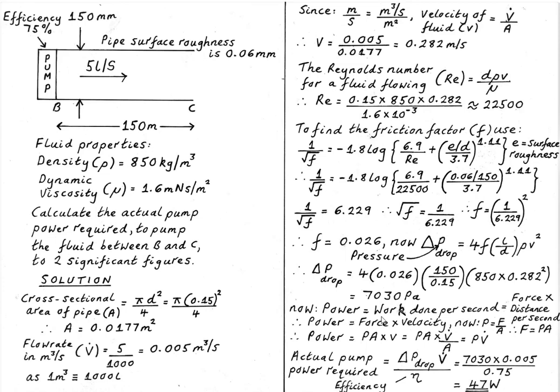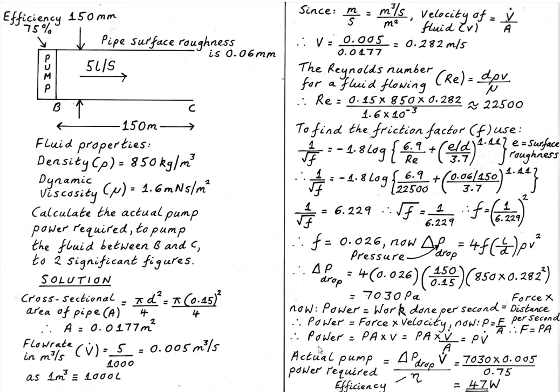Now power equals work done per second, and work done is force times distance. So power is actually force times distance per second, and distance per second, or distance over time, is in fact velocity. So power can be written as force times velocity. Also, P, pressure, is force over area. Rearranging to make force the subject gives force equals pressure times area.